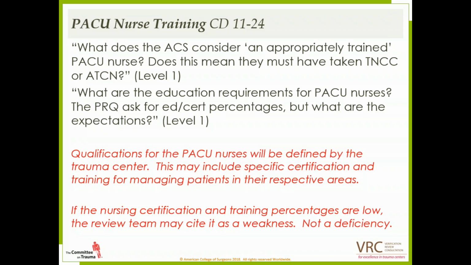If the nursing certification training percentages are low, meaning if all your PACU nurses just did TNCC and you had, I don't know, X amount of nurses and a very low percentage, say 10%, only had TNCC or ATCN training, what's going to happen is the reviewers may cite that as a weakness. It's not a deficiency, but they'll cite it as a weakness. So you want to pay close attention to what that percentage is, because it may border a weakness, and if it is a weakness, then that could be something you can use as leverage to get more training for your nurses in their respective areas.